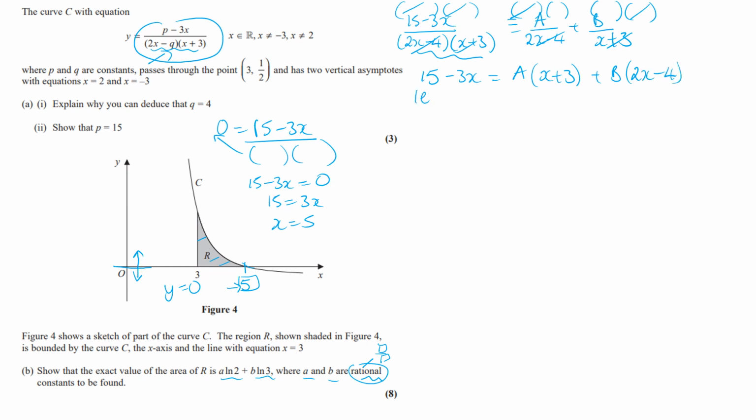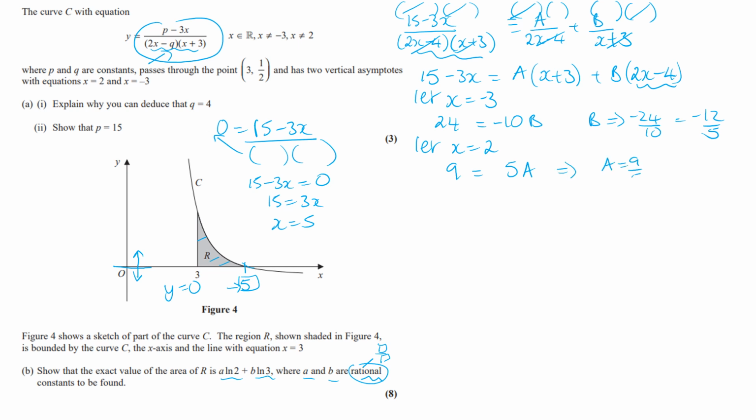And now we let x equal values to make those brackets 0. So with x equal to minus 3, you're going to get 15 plus 9, which is 24, is equal to minus 10b. So b is equal to minus 24 over 10, which is minus 12 over 5. Then if we let x equal 2, that will make this bracket equal 0. If x is 2, 15 minus 6 is 9, is equal to 5a. So a is equal to 9 over 5.